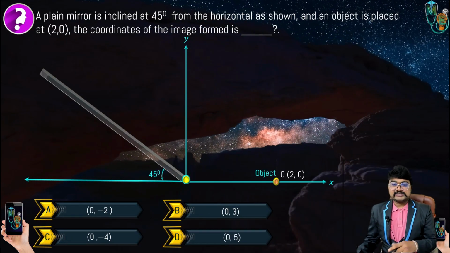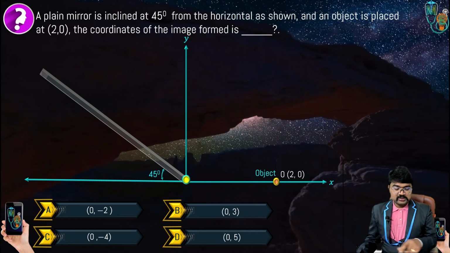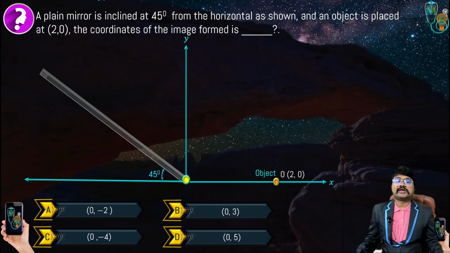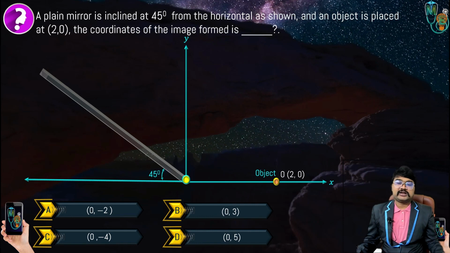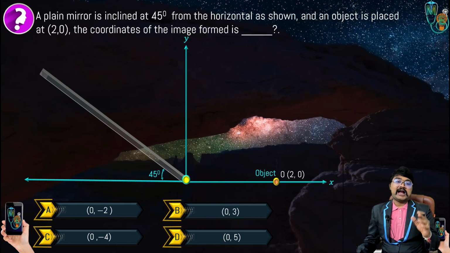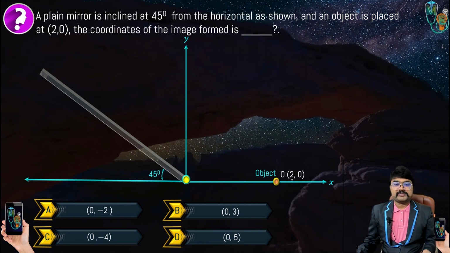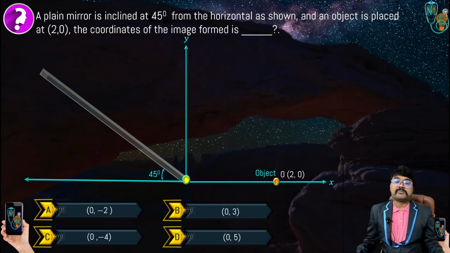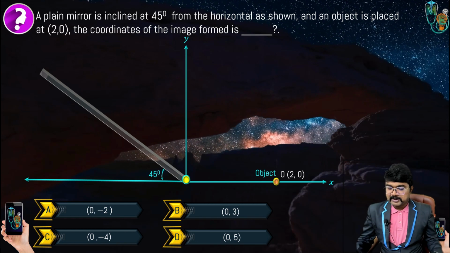So the mirror is at an angle of 45 degrees. The mirror is in the second quadrant. The object is on the positive x-axis. Read the question carefully. A plane mirror is inclined at 45 degrees with the horizontal as shown in the figure, and an object is placed at 2, 0. That means the positive direction of the x-axis. The coordinates of the image formed is? So it is also simple.